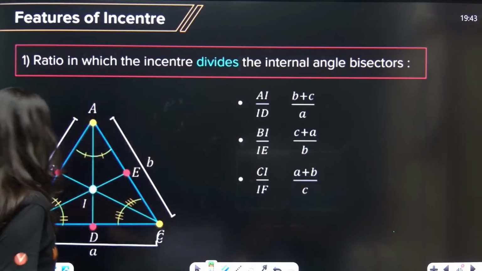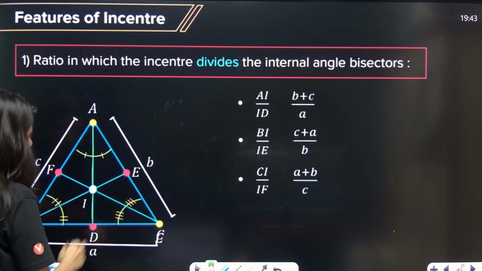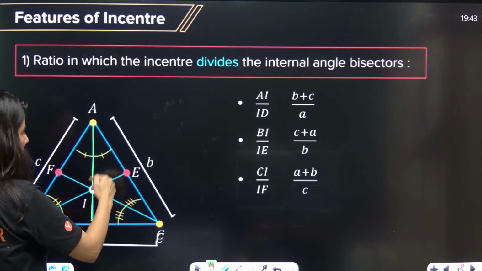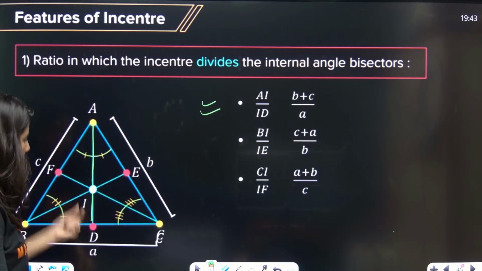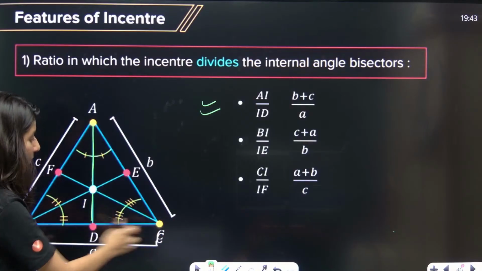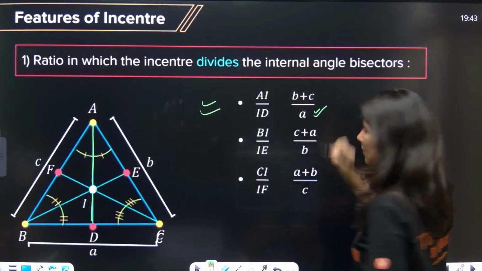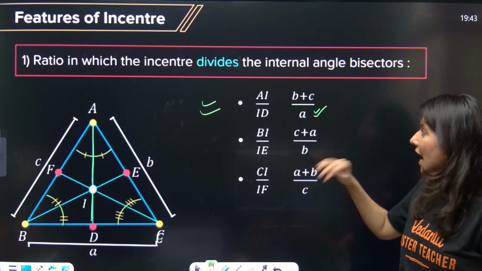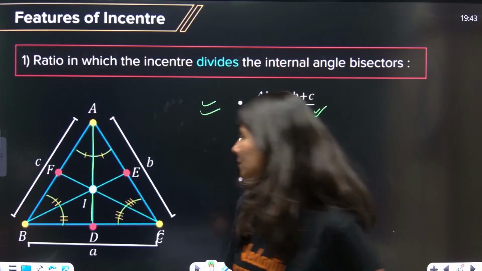Now, understand, suppose you want this is to this, AI upon ID. D is lying on which particular side? BC. Length of BC is a. So your denominator will be a. This is how you remember. The denominator will be a, and the numerator will be the sum of the other two sides. Isn't it easy?